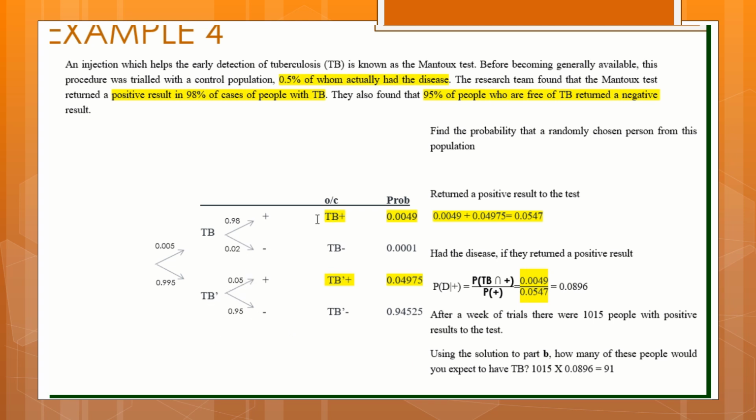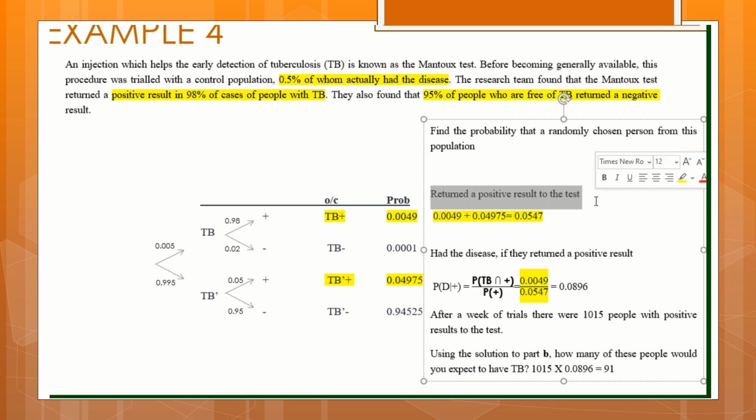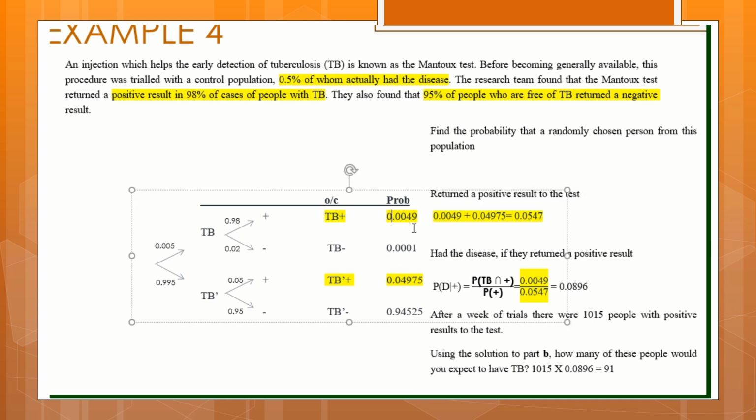So write out your outcome. Have TB, come out with positive. Have TB, come out with negative. Have no TB, come out with positive. No TB, come out with negative. Okay, find the probability that a randomly chosen from this population returned a positive result to the test. So before we do all that, write out your probabilities one by one.